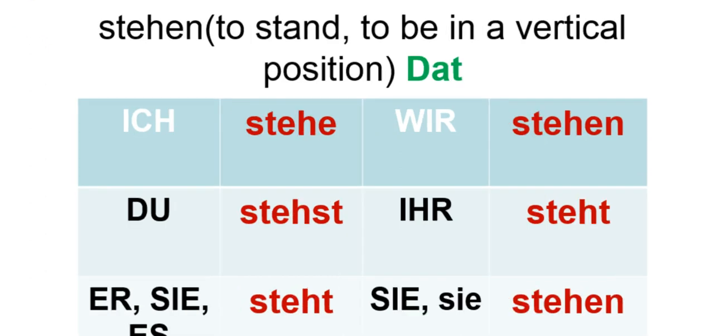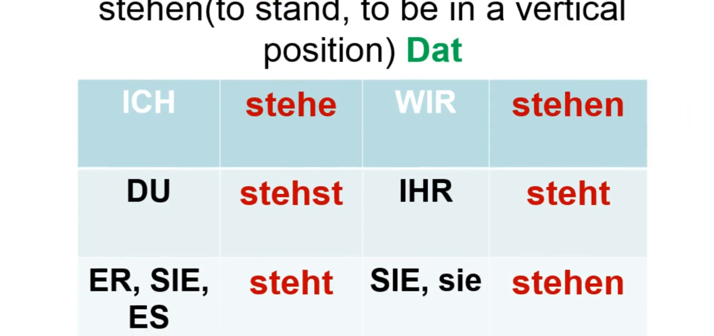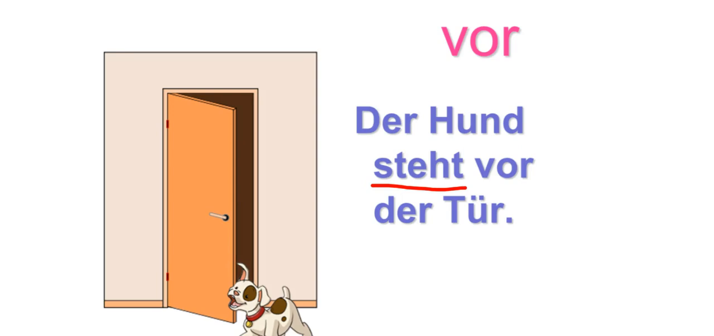Stehen, the opposite of stellen, is to stand or to be in a vertical position. And this is for the dative case, because we're talking about location. Ich stehe, du stehst, sie es steht, wir stehen, ihr steht, sie stehen. So, der Hund steht vor der Tür, talking about location. The dog's in front of the door, so it's taking the dative case.